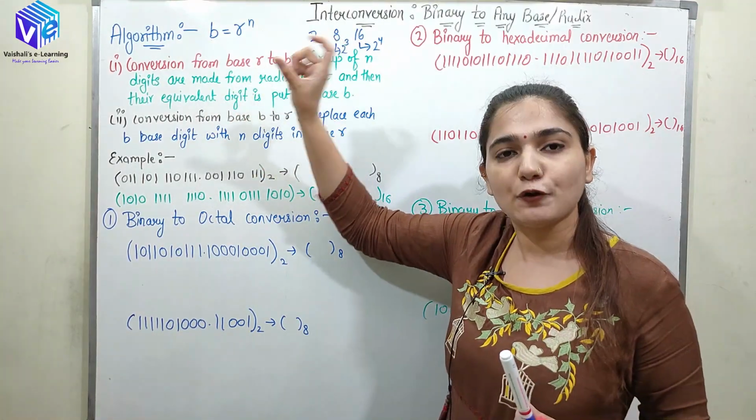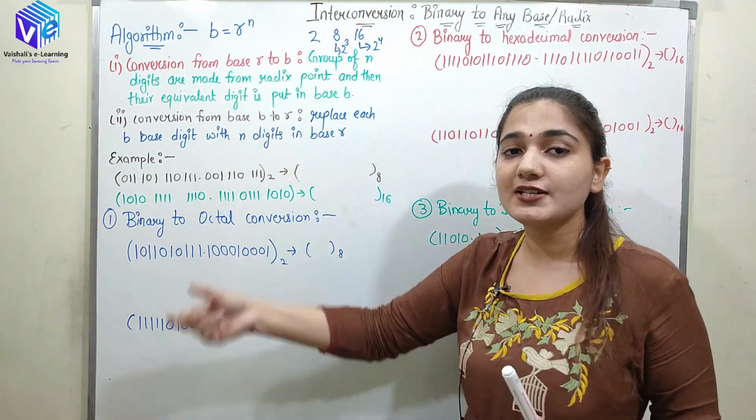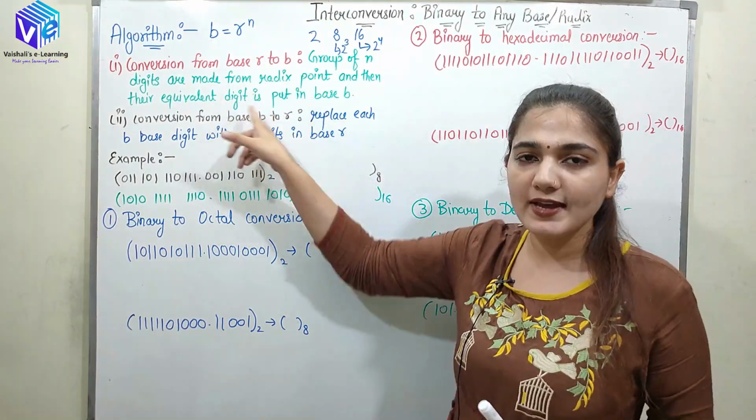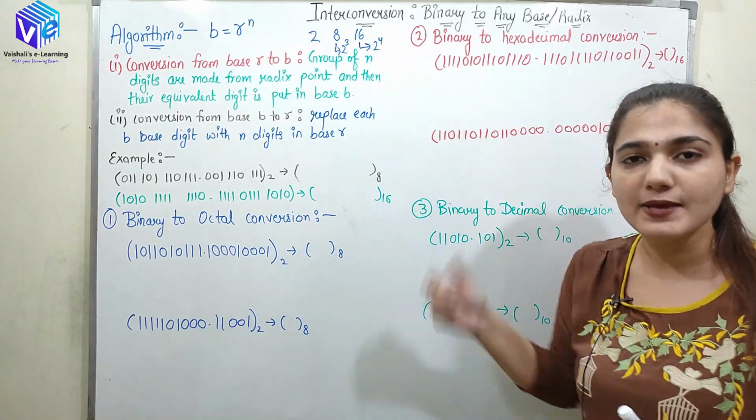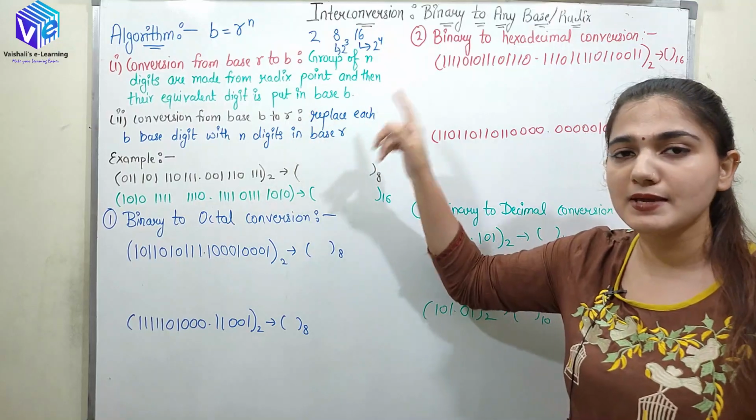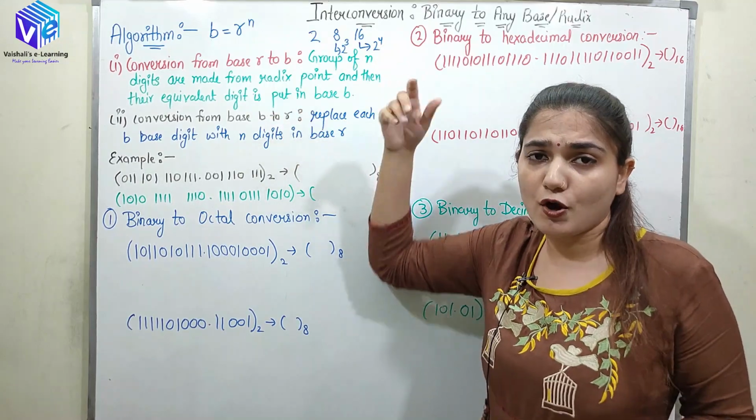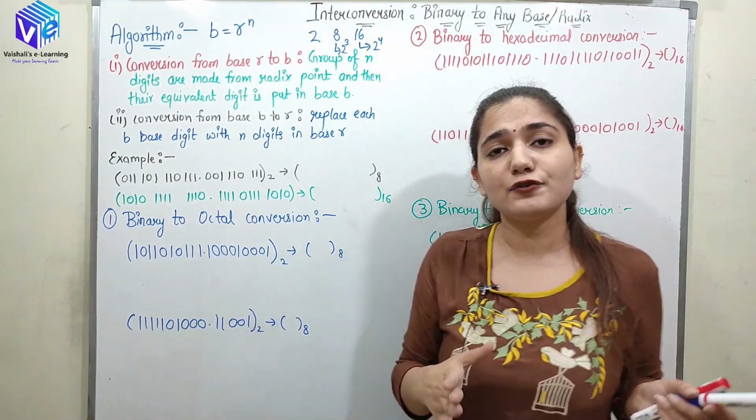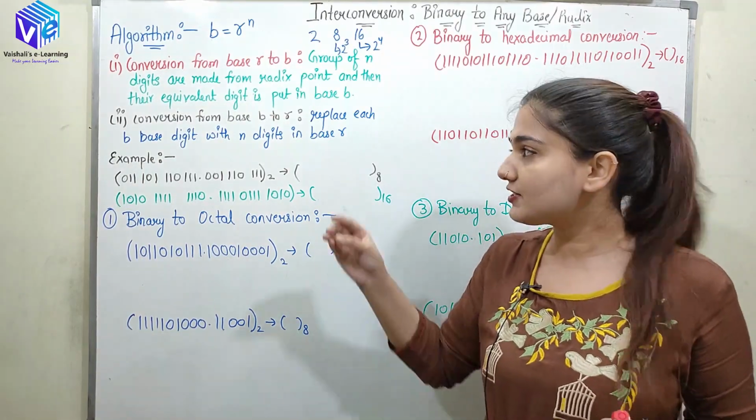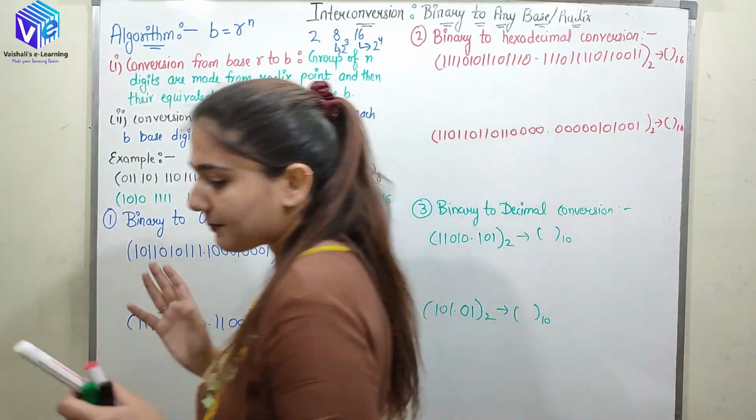So we group the digits of the binary number, and a group of 3 digits can be represented as an equivalent digit in octal. This is how we do the conversion from base R to B. Now for the opposite conversion, from base B to R: when I have base B, like octal or hexadecimal, and I have to represent the number in binary form, each octal or hexadecimal digit can be represented by n digits in base R.